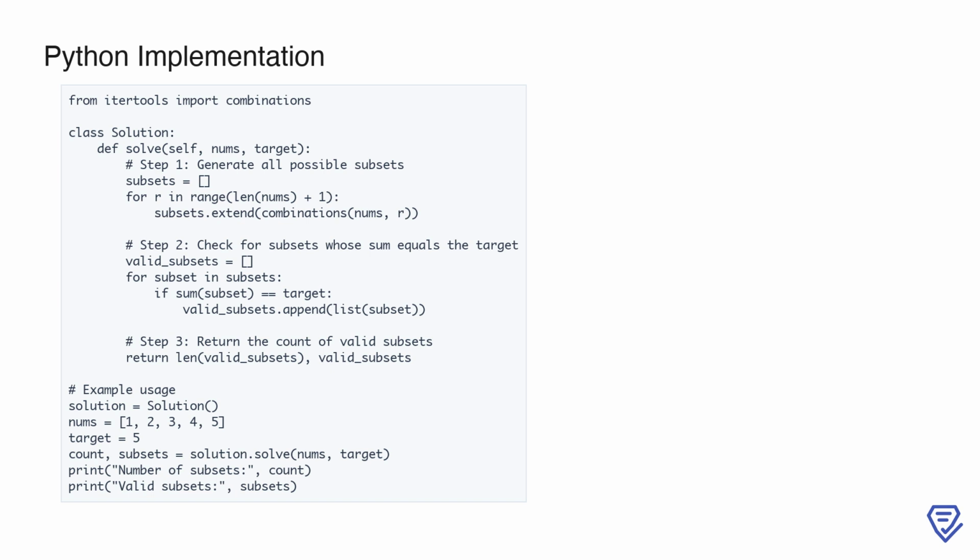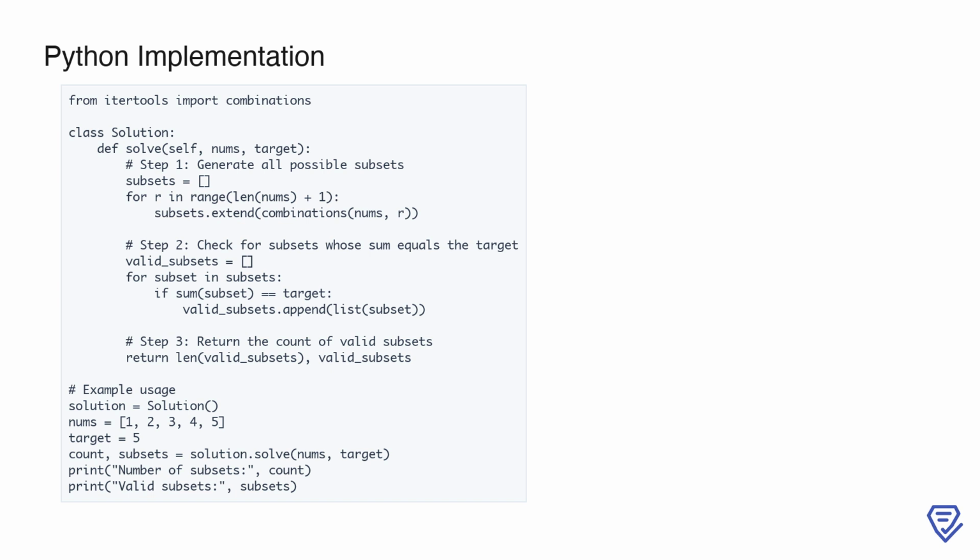2. Class definition. The solution is encapsulated within a class named Solution, following LeetCode's usual format. 3. Subset generation. Inside the solve method, all subsets of the input list nums are generated using a nested loop. The outer loop iterates over all possible subset sizes, from 0 to the length of nums, and the inner call to combinations generates the subsets of that size.